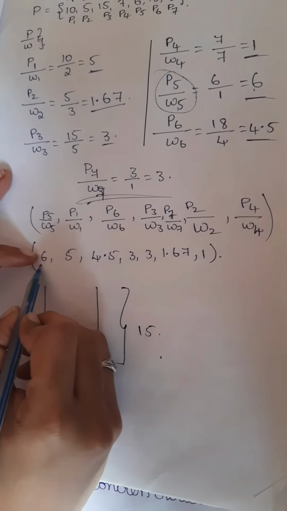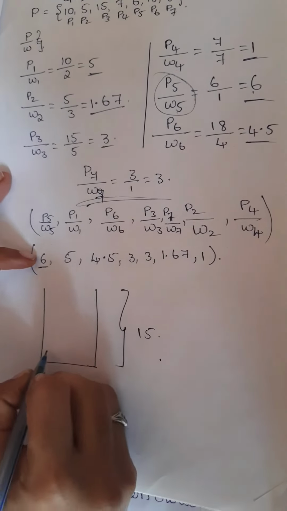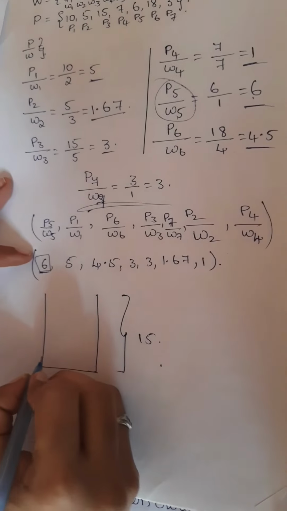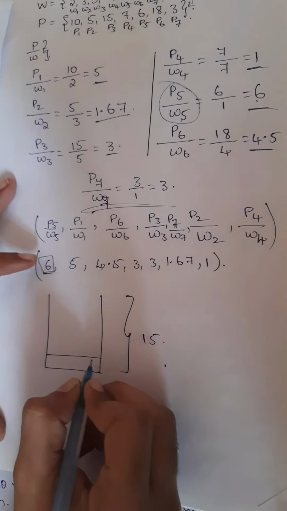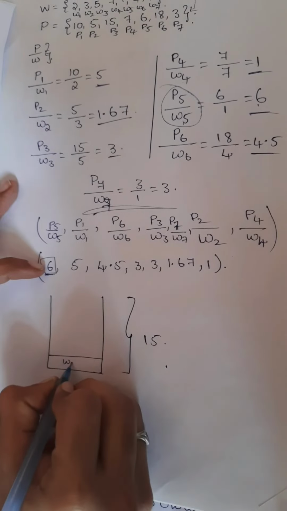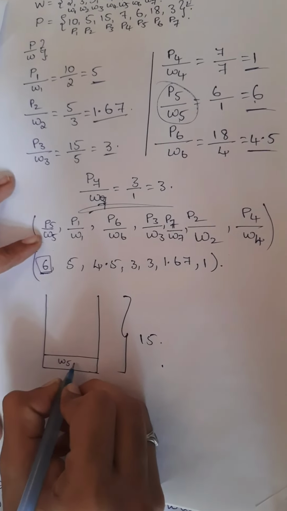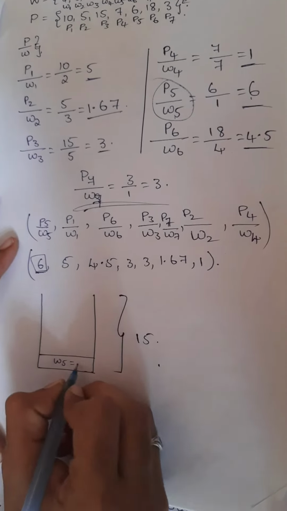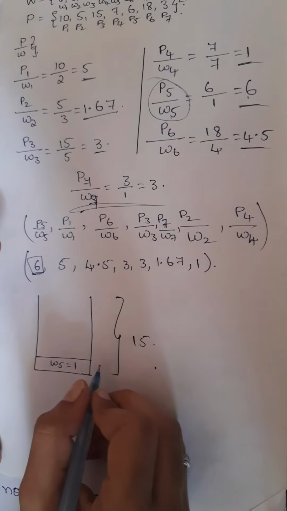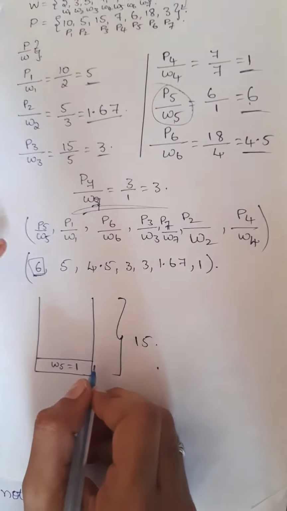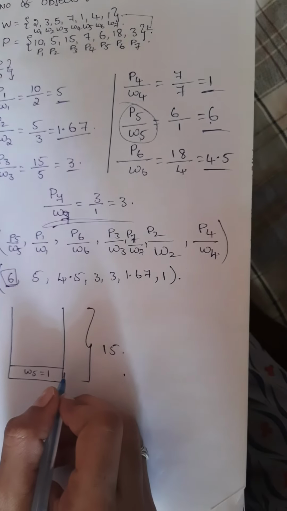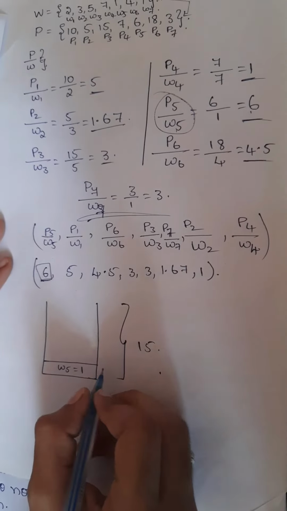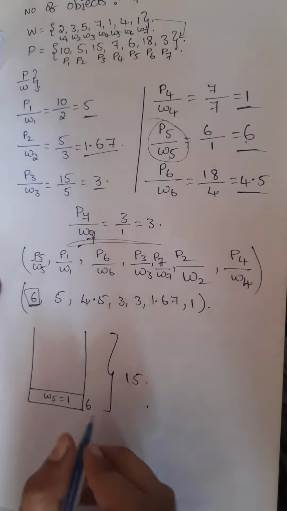So the first profit is 6. What is the weight of this? The weight of this is 1. It means this is W5, right? So W5 weight is 1, so we have to write 1. And the profit outside: what is the profit of W5? The profit for W5 is 6.